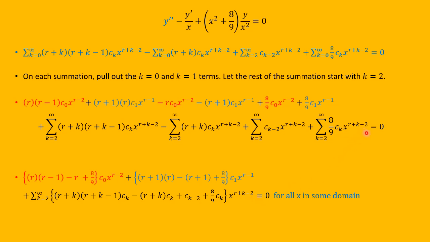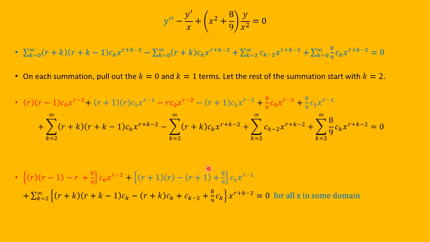And so that equals 0. And this equation has to hold for all x in some domain, probably an interval, where it converges. So that's nice, because if this series, which starts up here and continues down here, has to be 0 for all x in some domain, then this coefficient of x to this power has to be 0.